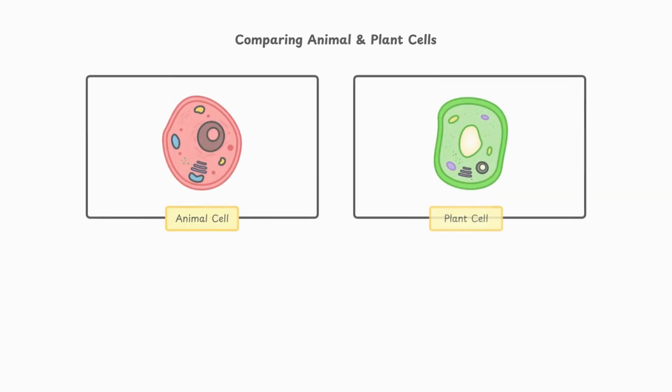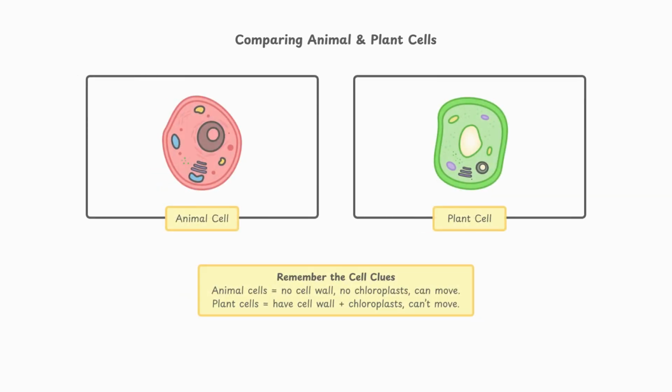Before we move on, let's quickly summarize what we've learned so far. To wrap up, both cell types share the basics, but plant cells have extra structures that help them make their own food. Animals rely on other organisms and have systems that help them move and survive. The structure of each cell matches its purpose.